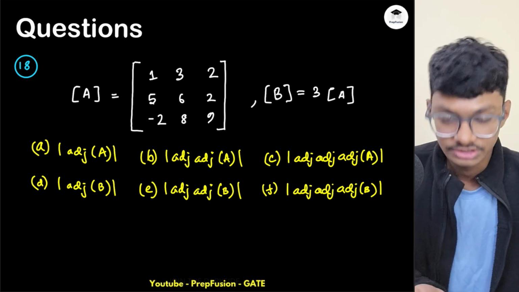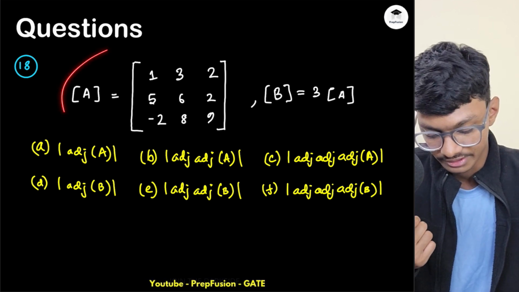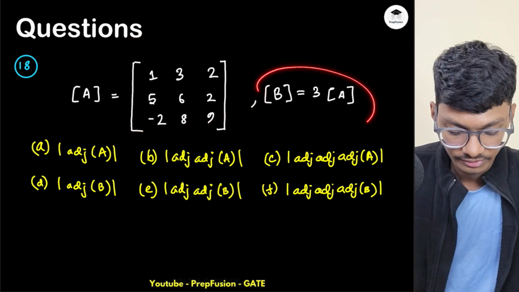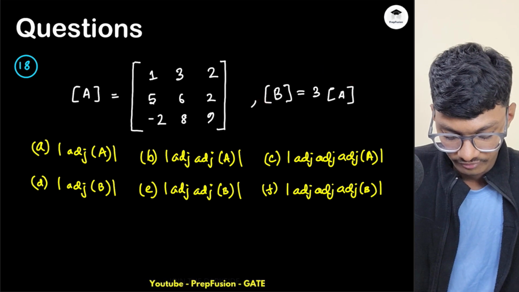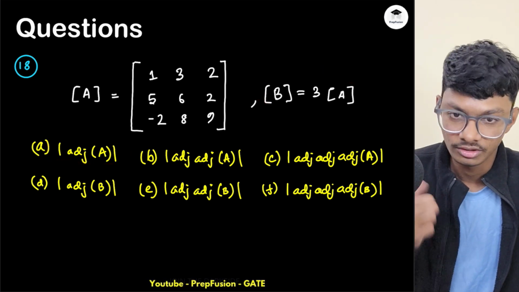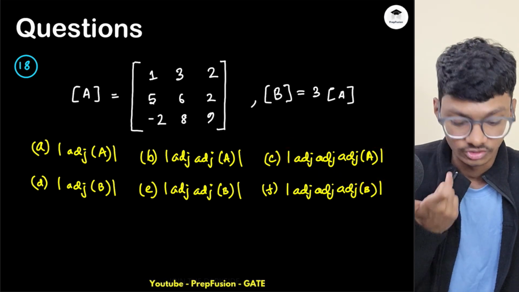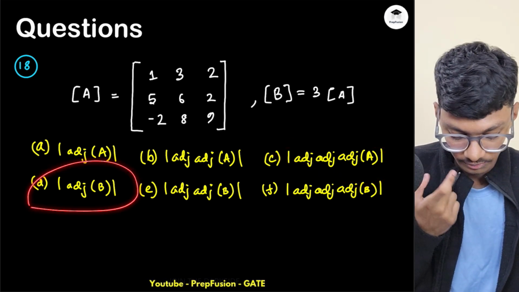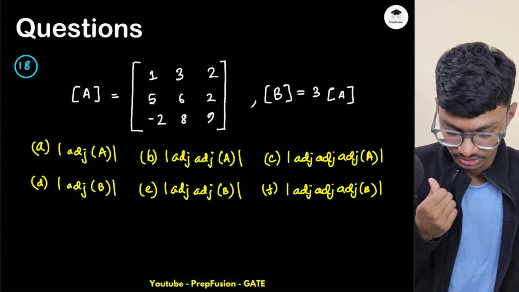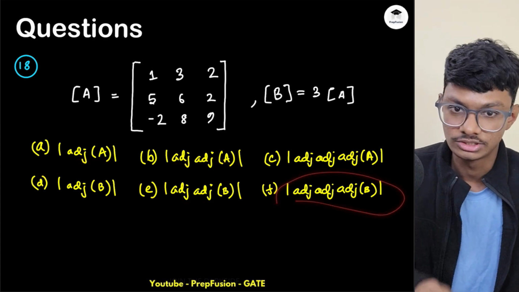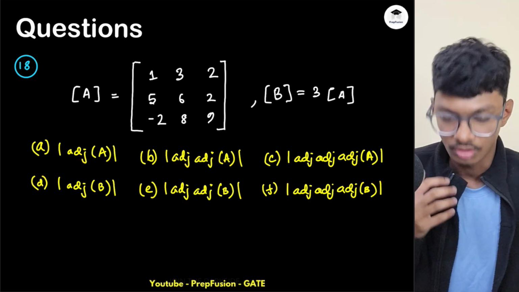So this was the first question, where we have been given a matrix A and a matrix B, and we have to find the determinant of adjoint of A, and then the determinant of adjoint of B. Okay, so how do we solve this?